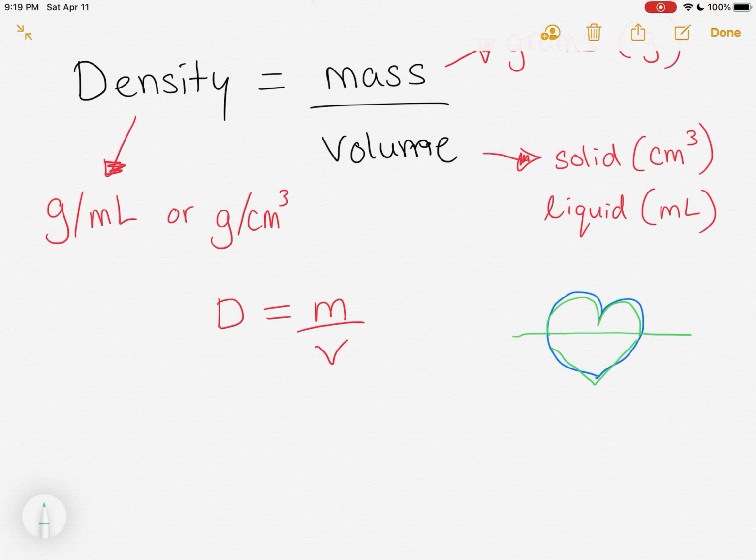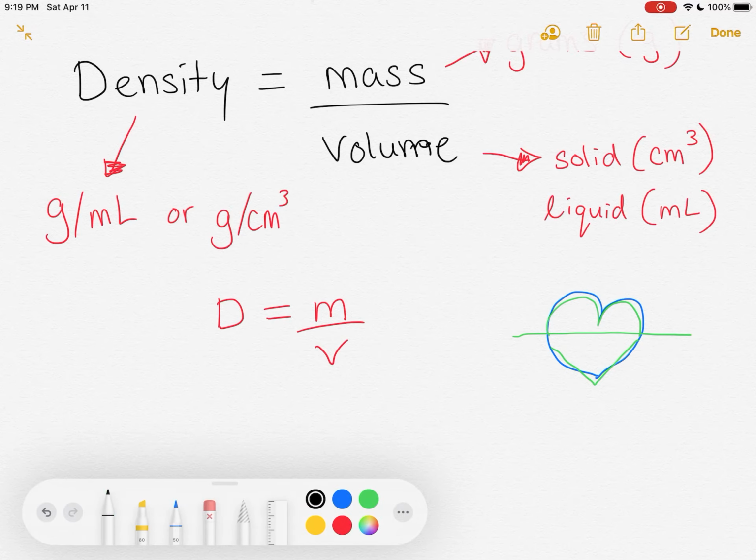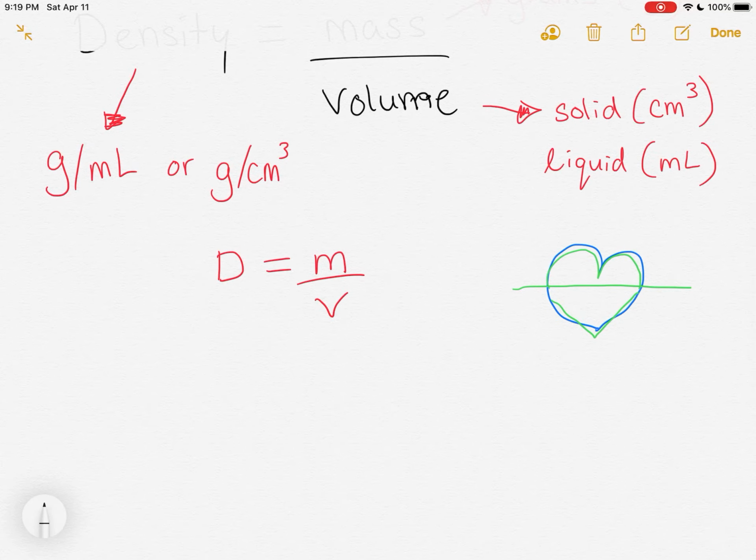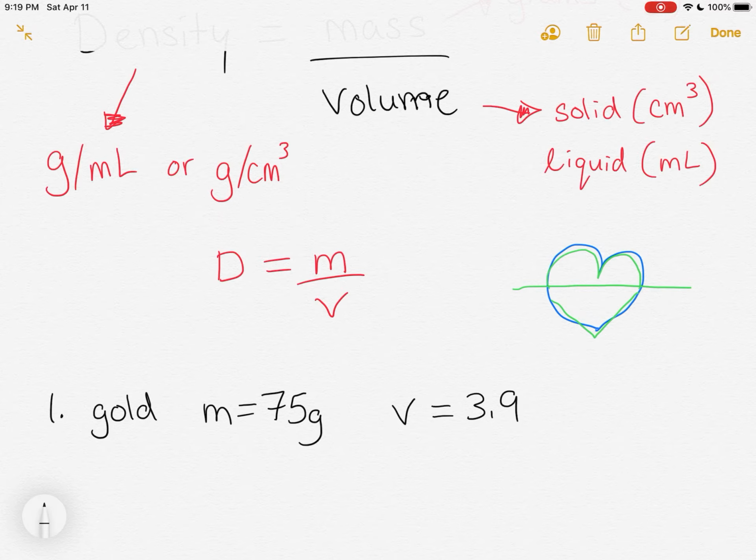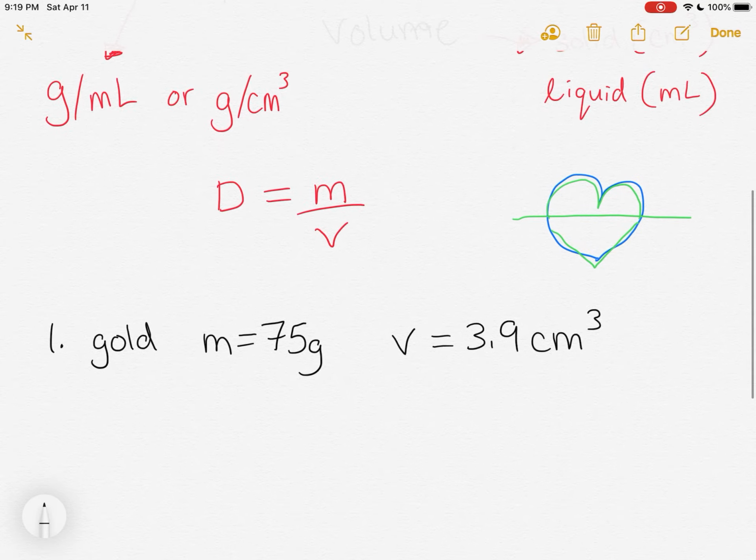Okay, so we are going to try a couple of practice questions with density. I think we're going to try 4 practice questions. In the first one, we have a piece of gold, and we are told that the mass is 75 grams and the volume of this piece of gold is 3.9 centimeters cubed. We want to calculate the density.